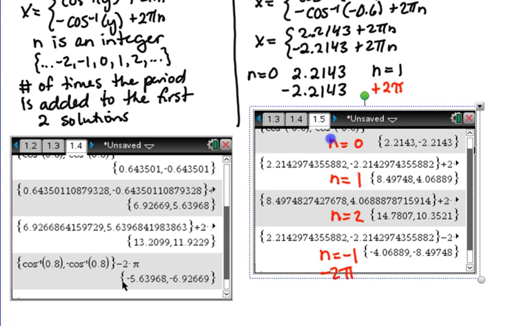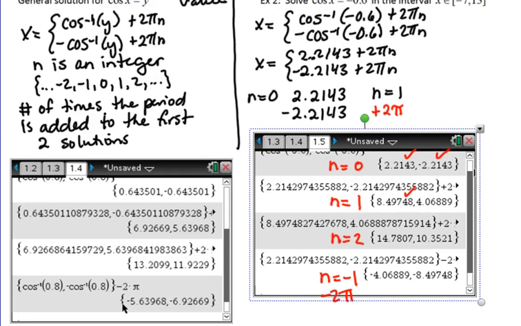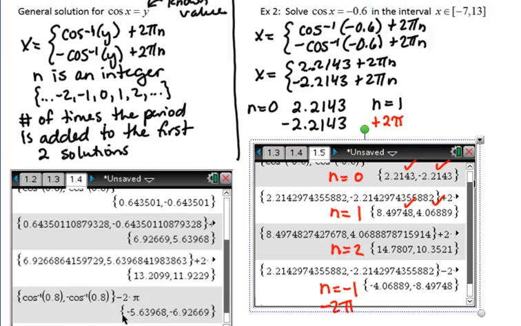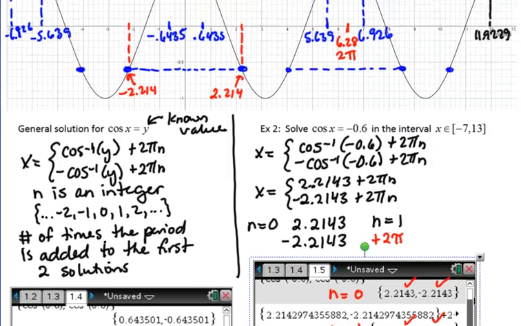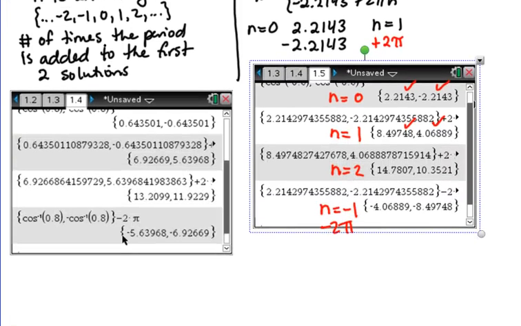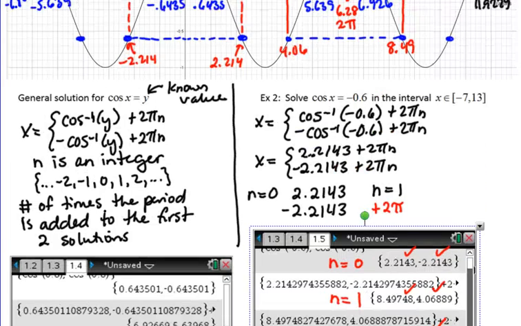So notice the solutions that I see. These two are solutions I've already marked on the graph. The next two solutions I would mark would be these two, 4.06 and 8.49. So that looks very reasonable. Here's 4.06, 8.49. Those look very reasonable. The next solution is a little bigger than 10. It would be this one, 10.35.